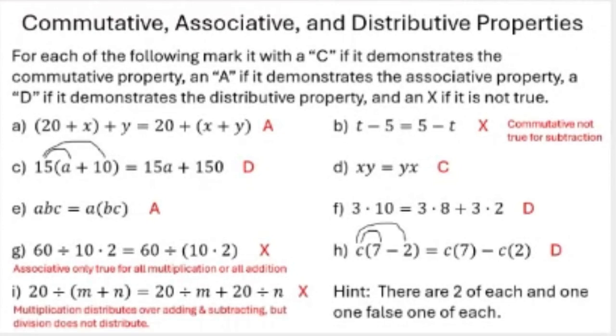Oops. Oh, I got to give away the next one. We've already given away the answer. This is an X. So 20 divided by, oh yes, okay.